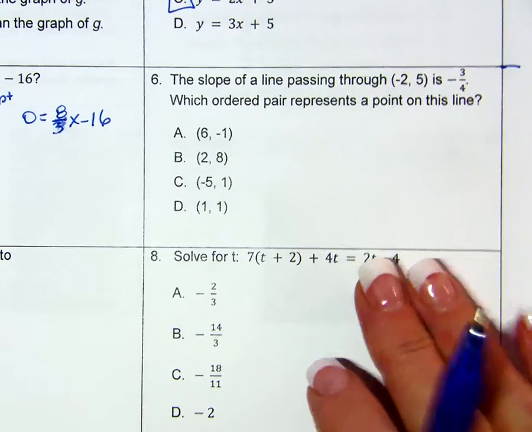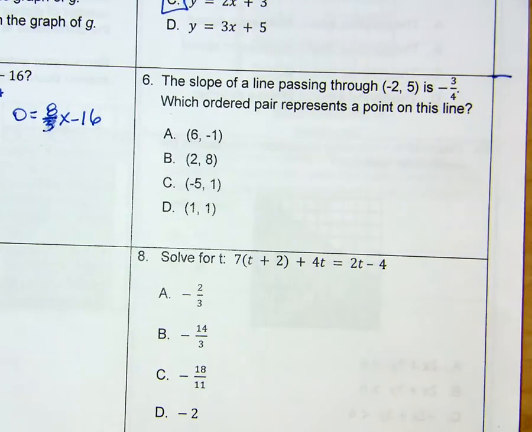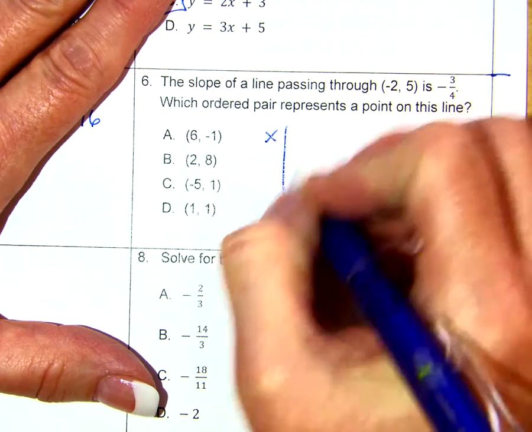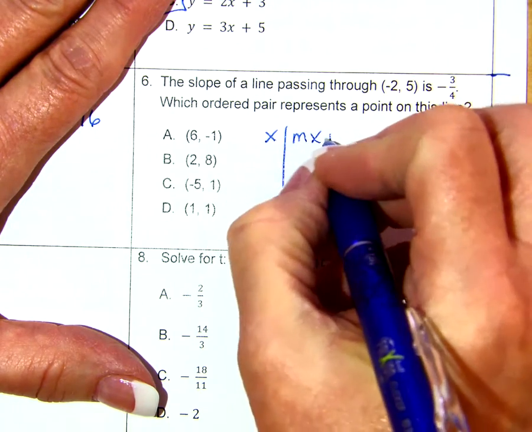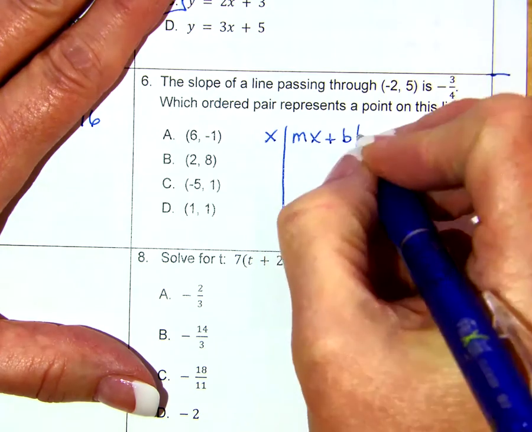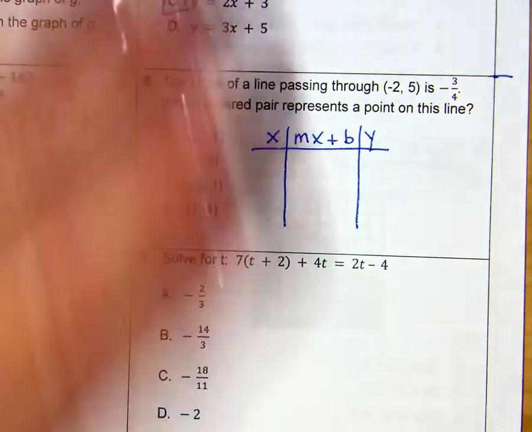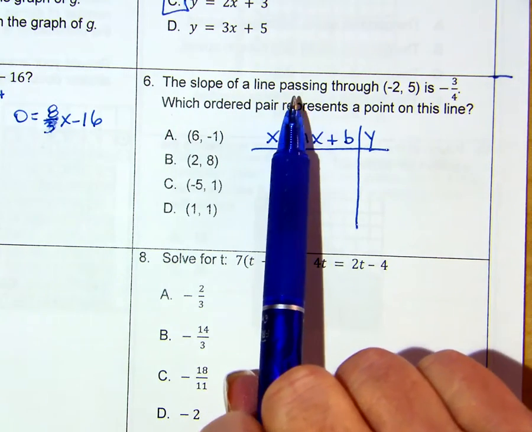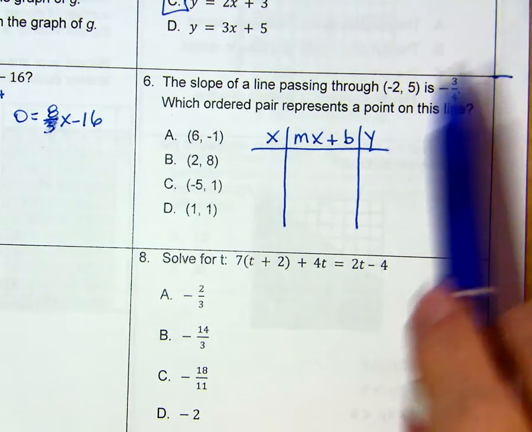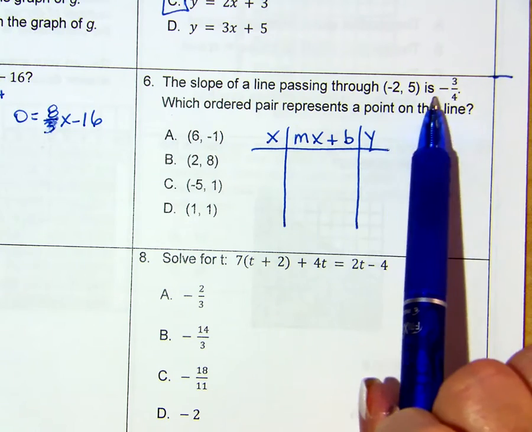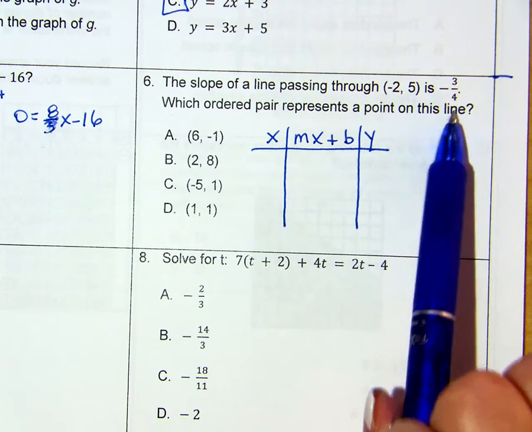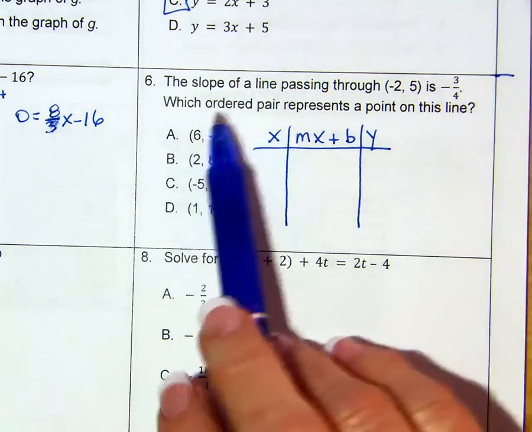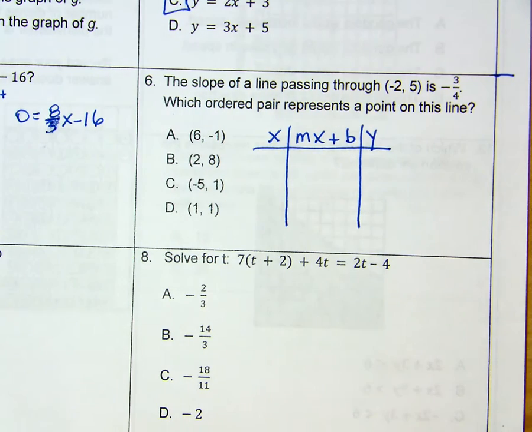Okay, for problem number 6, I'm going to do this one twice. The first time we're going to use that table, the extended table, to get our equation so that we can then find another point. So it says the slope of the line passing through negative 2, 5 is negative 3/4. Which ordered pair represents a point on this line?